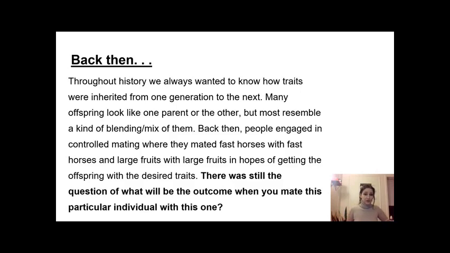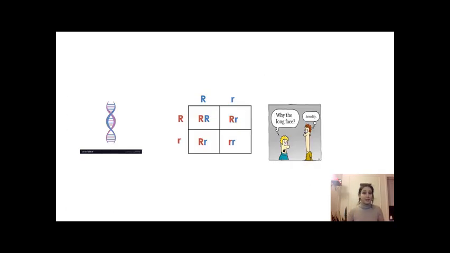So what the real question was: what will be the outcome when you mate a particular individual with someone else? Like if I took this guy and this girl, what exactly are their kids going to look like? Or if I took this fruit and this fruit, what exactly will the offspring look like? And all of this ties into something called genetics. Now, can anybody tell me what the definition of genetics is? Harry?